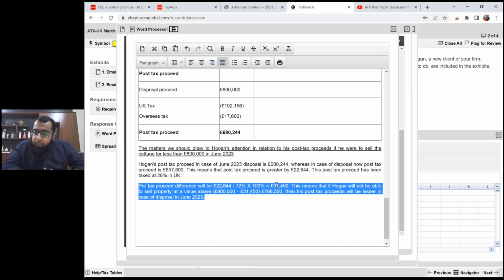Okay. So this means that if Hogan is not able to sell the property at a value above 768, then his post-tax proceeds will be lesser. So he has to sell it at least at 768. Please tell me if I'm able to make myself clear, or if you are still not able to understand. I can repeat it again.